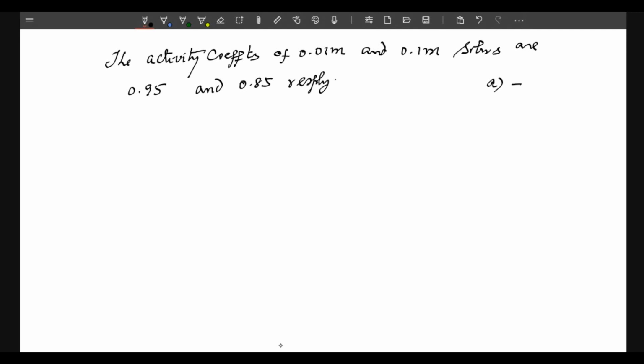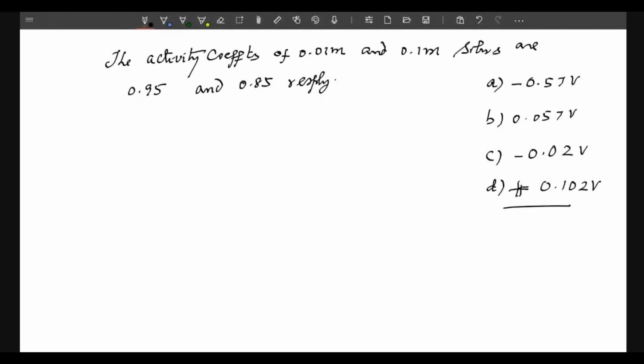Option A, minus 0.57 volt. B, 0.057 volt. C, minus 0.02 volt. D, minus or plus 0.102 volt. What is the correct answer? Here, of the four options, two options can be easily eliminated. How, sir? Look at the problem.